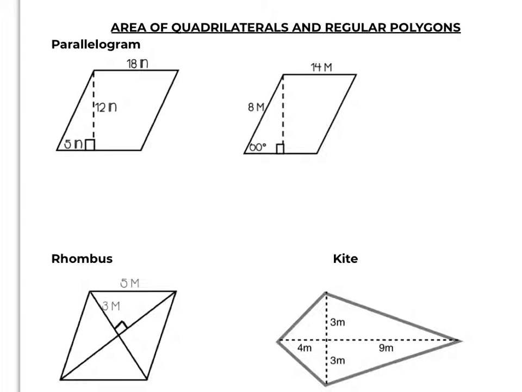Let's take a few minutes to remind ourselves how to find the area of quadrilaterals and regular polygons. So you know how to find the area of a rectangle or square and do length times width. A parallelogram is base times height. And what's important is that my base and height are perpendicular to each other.